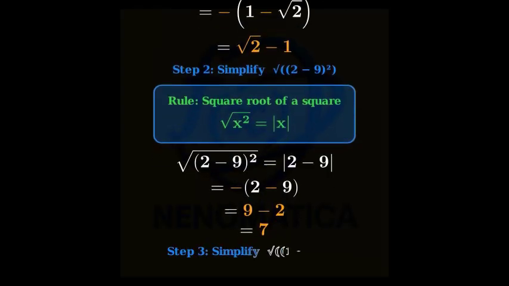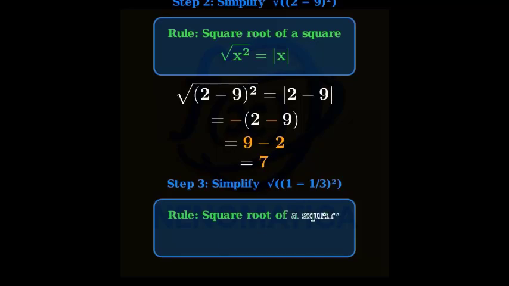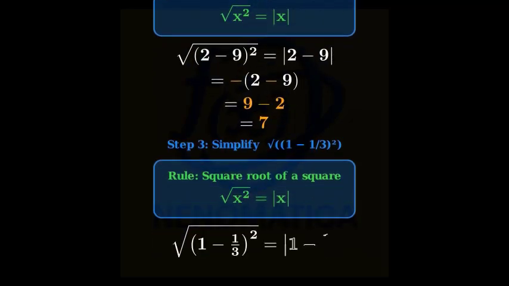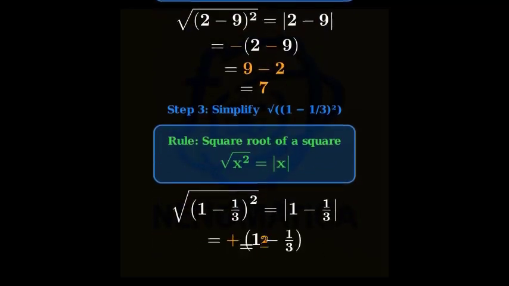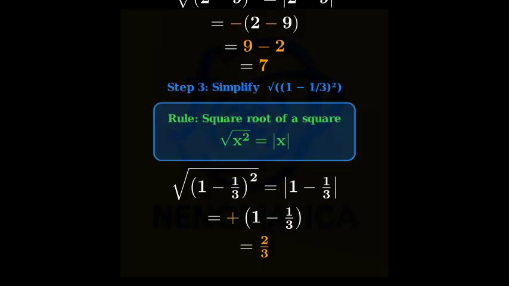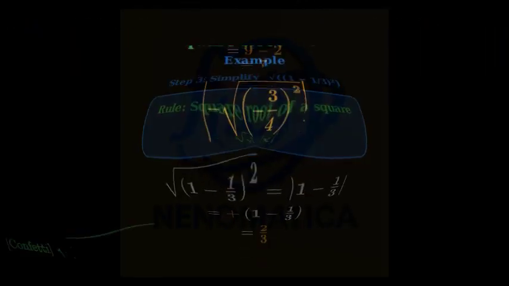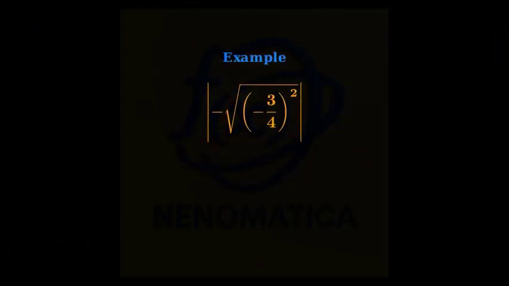Step 3. Simplify the square root of open parenthesis 1 minus 1/3 close parenthesis squared. Convert to absolute value. Since 1 minus 1/3 is positive, the absolute value returns a positive factor times the parentheses. Subtract to get 2/3.